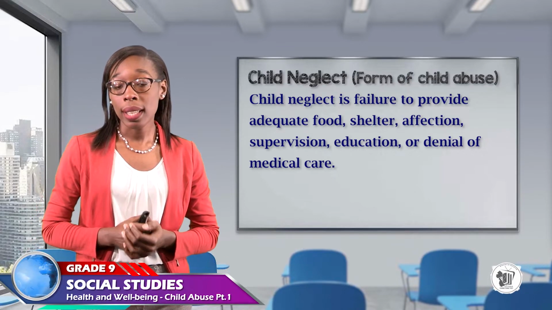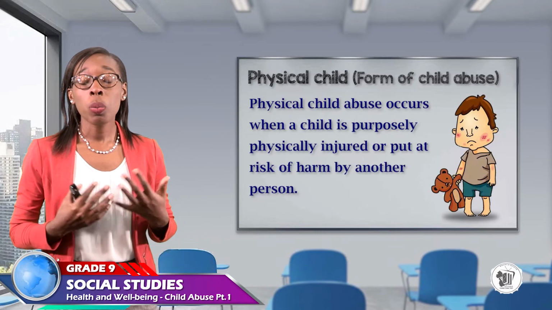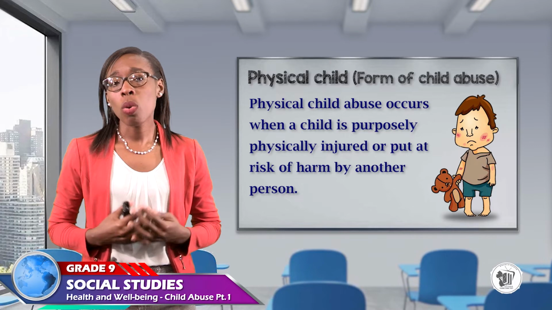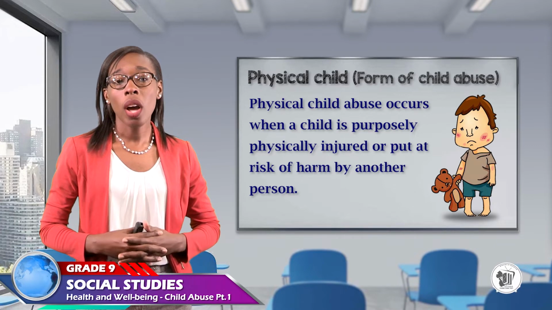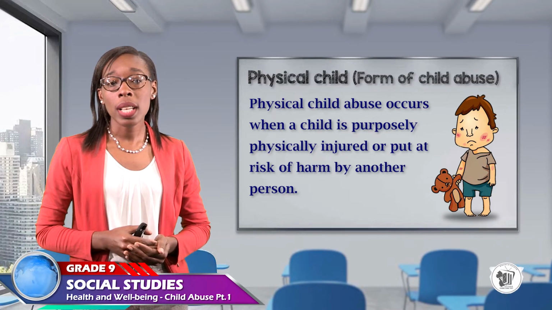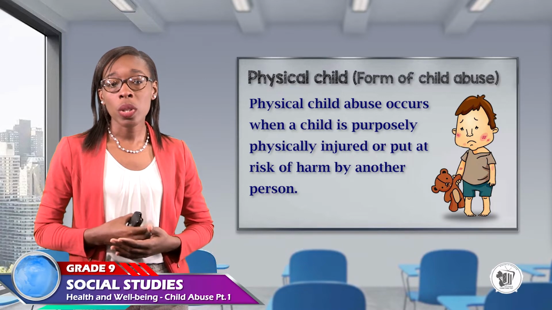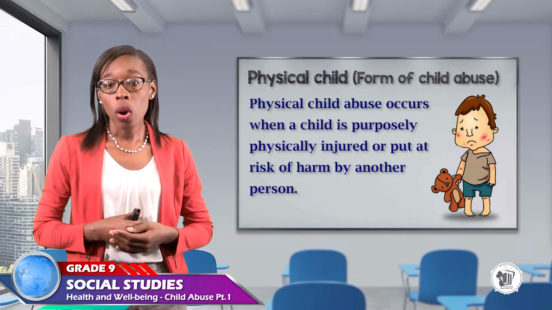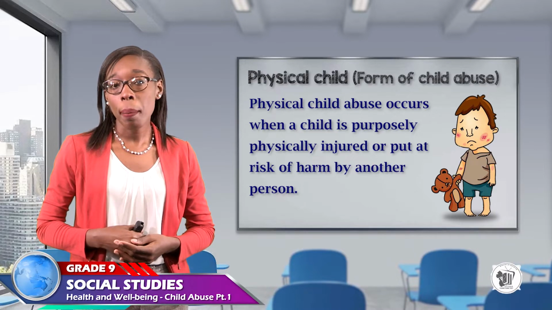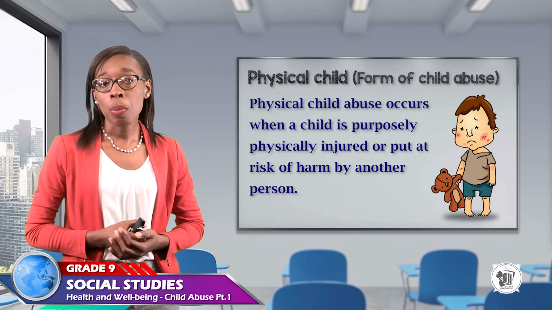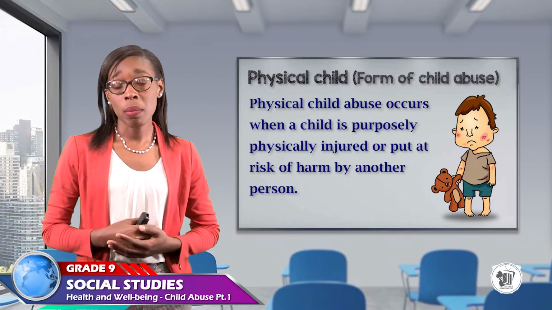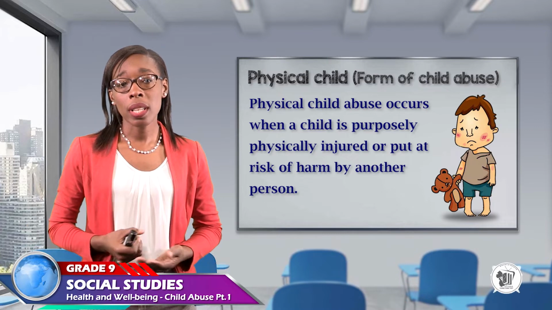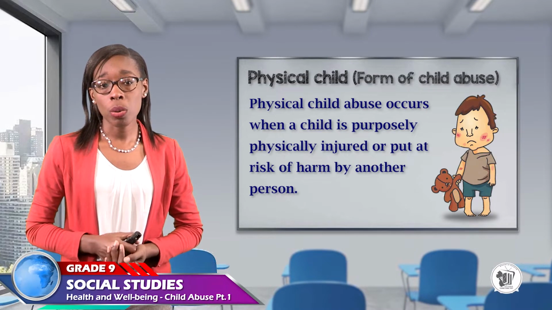What is child neglect? Child neglect refers to a failure to provide adequate food, shelter, affection, supervision, education, or denial of medical care. Now, when we move on to looking at physical abuse, this is one that sometimes most people are quite familiar with. But when we speak of physical abuse, it's abuse that occurs when a child is purposely physically injured or put at risk of harm by another person. The person can be another adult, it can be another caregiver. As long as they're put into the harm of another person, it is physical child abuse.